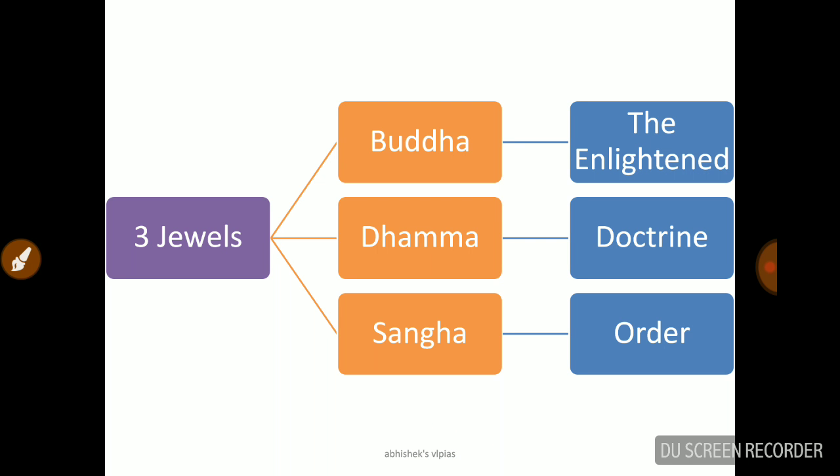And next we have to know about the jewels associated with the Buddha or Buddhist culture. The 3 jewels associated with Buddha are Buddha, Dharma, Sangha. Buddham Sharanam, Dharmam Sharanam, and Sangham Sharanam. These are the 3 jewels. Buddha represents the enlightened one. Dharma is the doctrine you have to follow, and Sangha is the order, the Buddhist group or council. So Buddha, Dharma, Sangha are the 3 jewels of Buddhism. Don't forget this point.